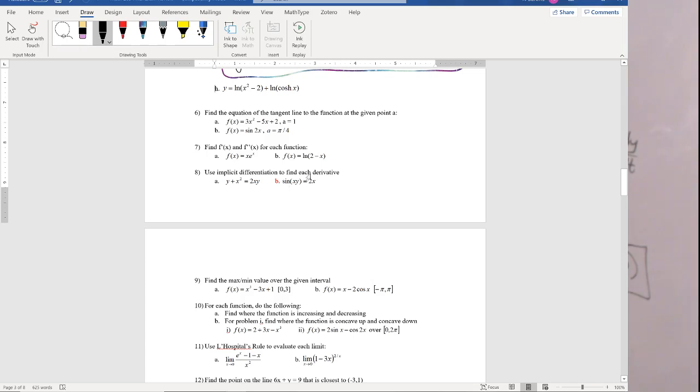I did say I wanted to do this implicit one. So I'll go ahead and do that one, but while I'm doing that, can you please let me know if there's any other problems that you want me to do specifically.